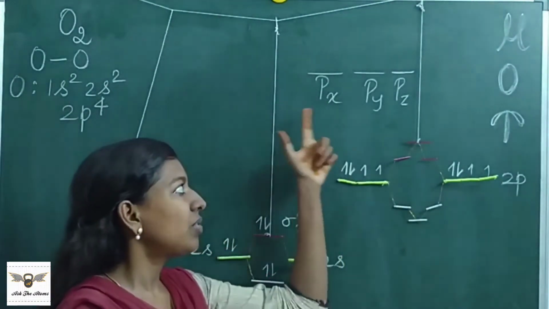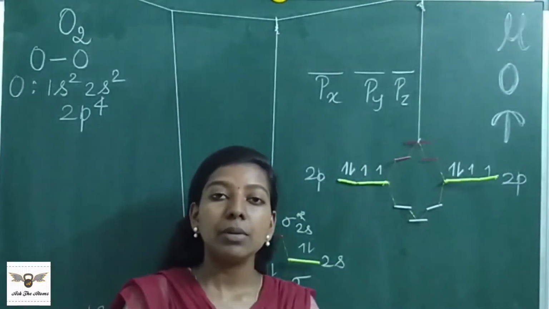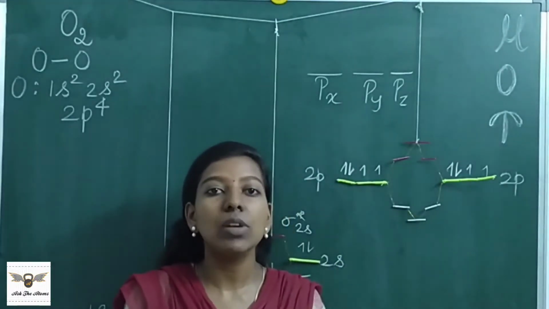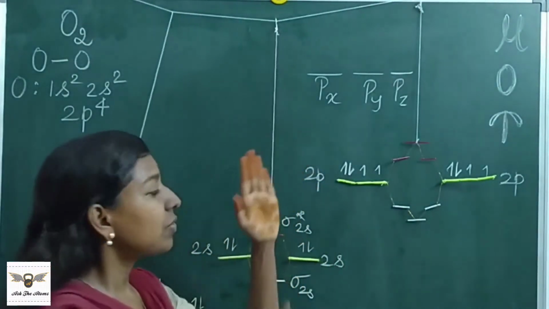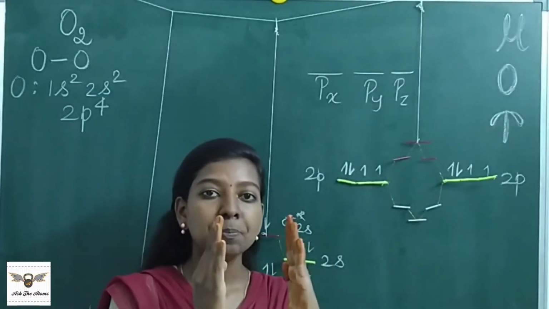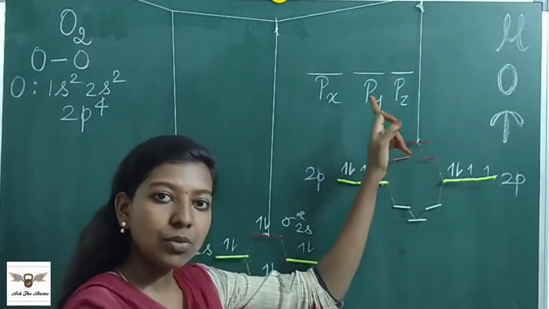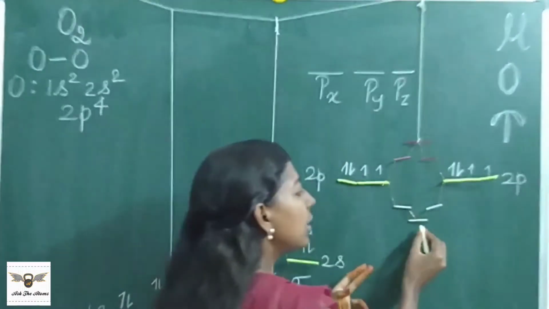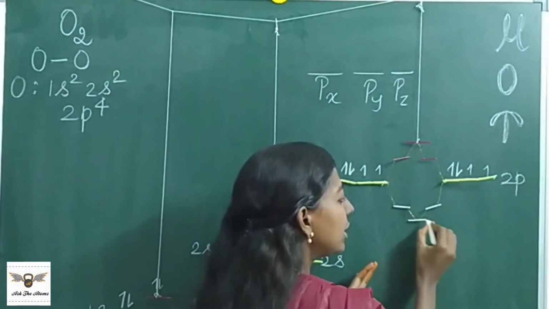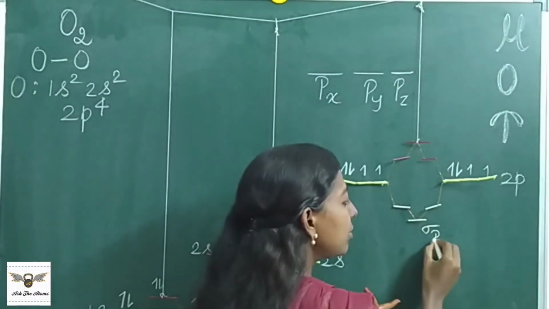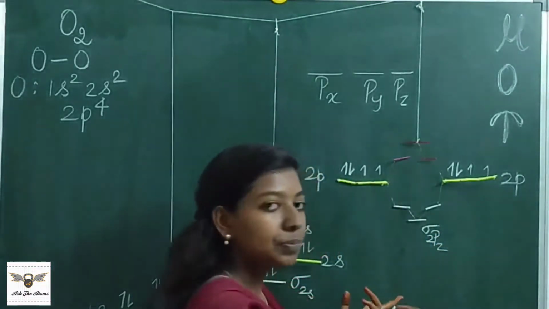So that is with respect to alignment of the orbitals. Here any one of the bonds only can form a sigma bond. The other 2 will form a pi bond because of their alignment. So pz is going to form a sigma bond here. Usually pz forms a sigma bond. So here, the lower bond is the sigma bond formed because of pz. So I call this sigma 2pz.